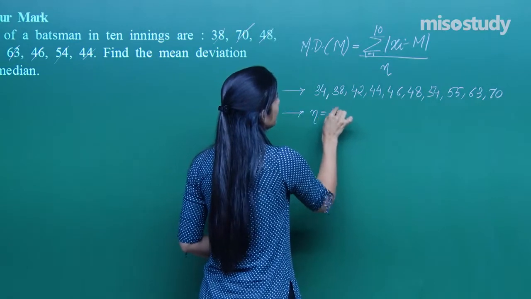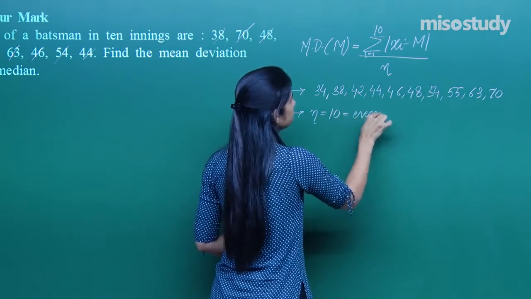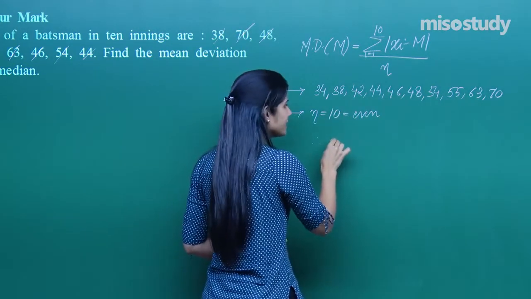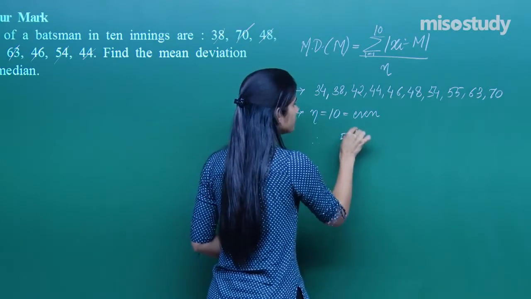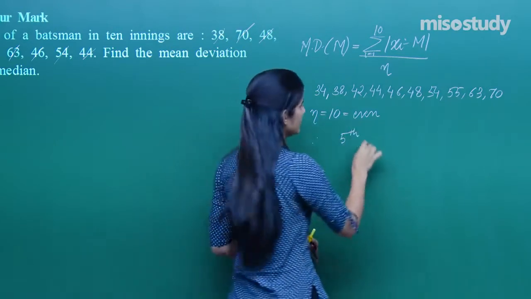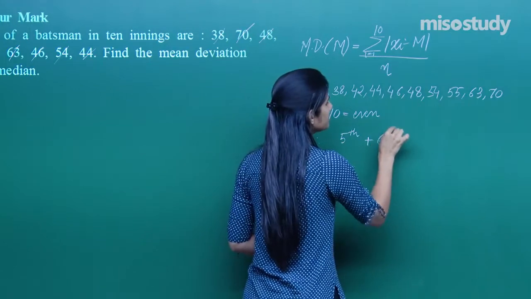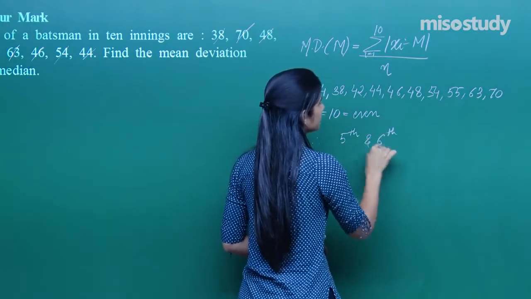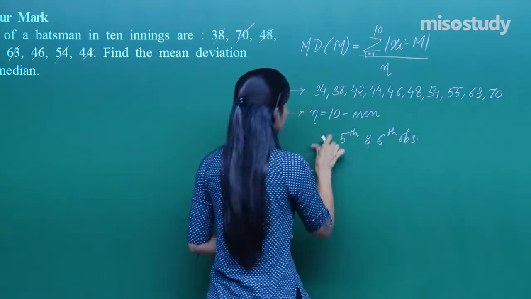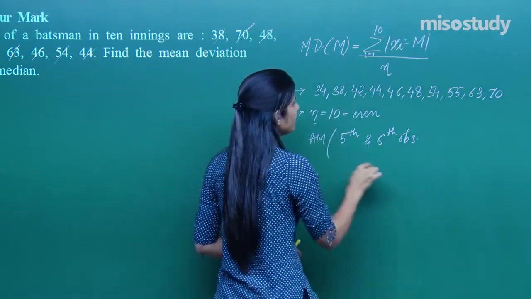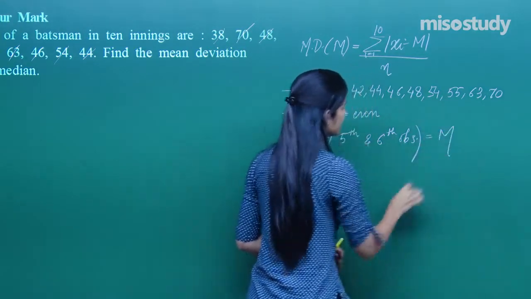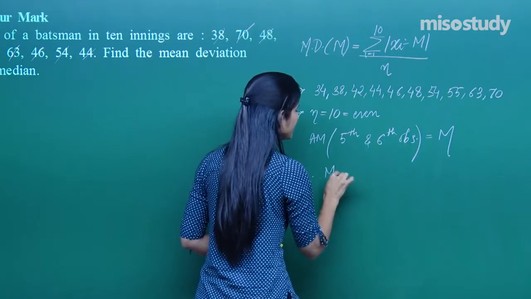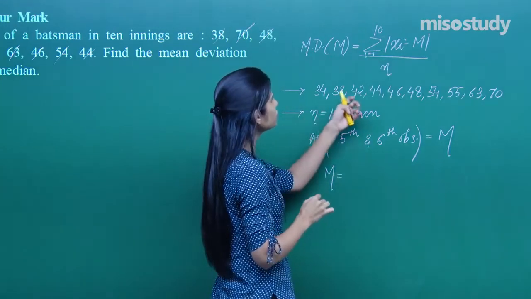N is equal to 10, which is even. Therefore, the arithmetic mean of the n by 2 and n by 2 plus 1 observations, the 5th and 6th observation, is my median. What is the 5th observation? 1, 2, 3, 4, 5.